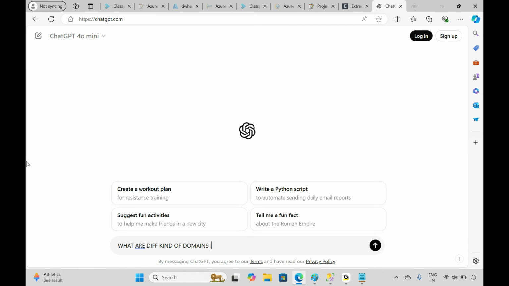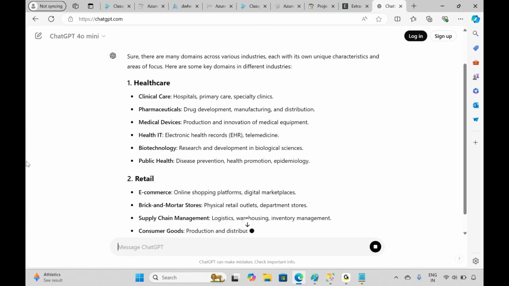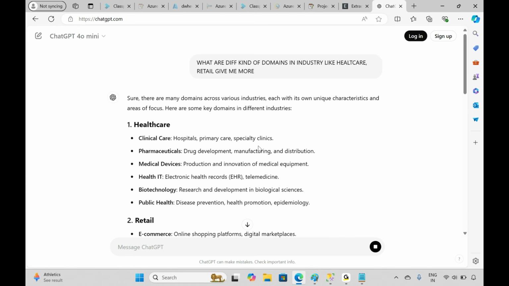Like healthcare, retail, give me more. These are all the domains. When we ask the question in an interview, which domain you are working currently, they say technology. I am working for Azure Data Engineering. No, what are the domains you are working? I am working for Azure Data Engineering. Domain means the business area.